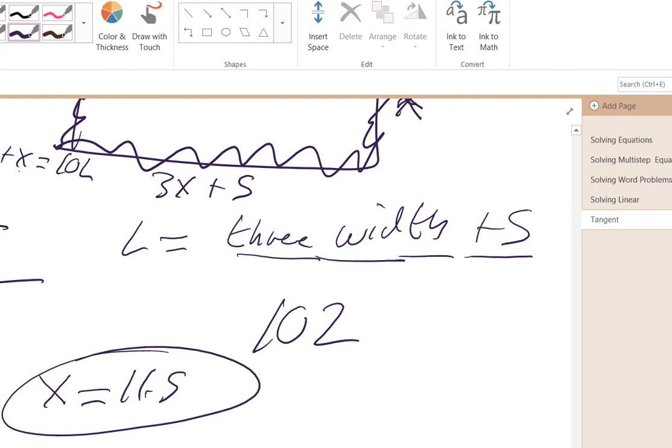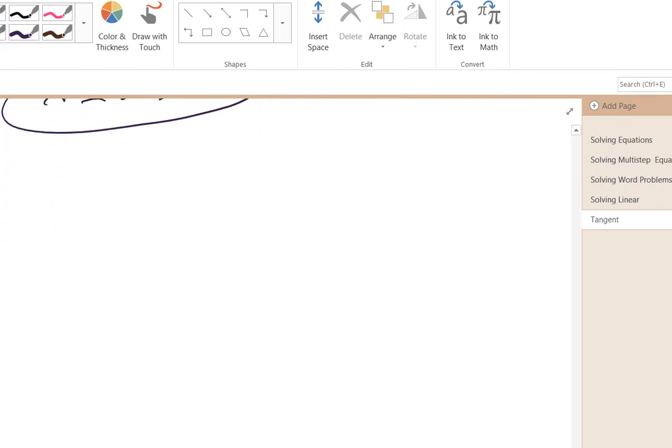The formulas will be on the test somewhere, so you're not going to have to memorize any of the formulas. They're going to be there. Make sure you're using them right.